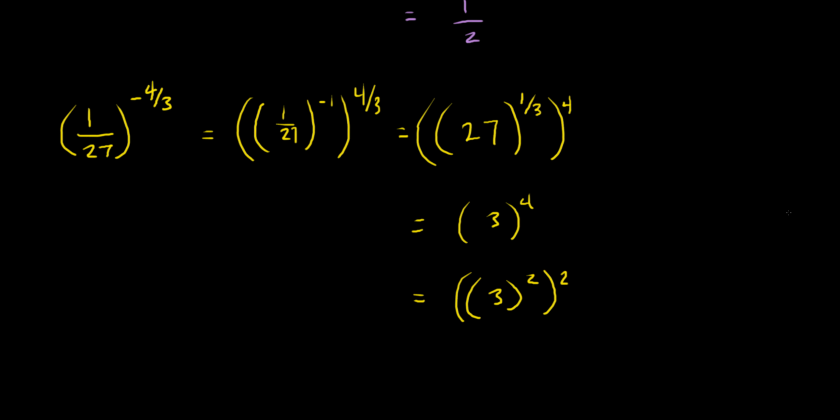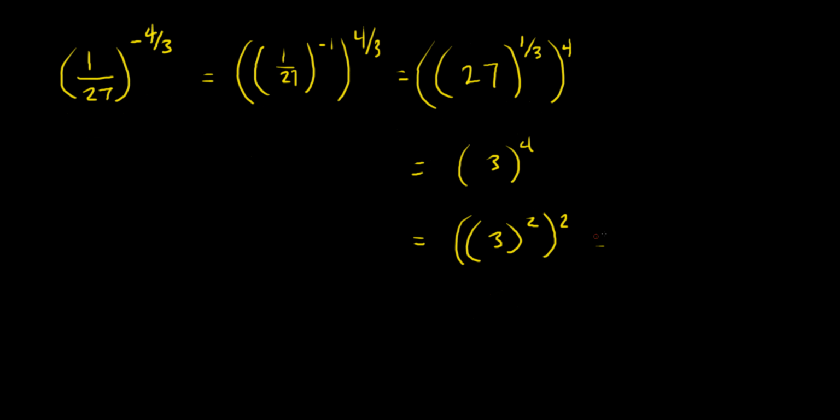I think that's easier to deal with. Or you can write, like I just said, that's the same thing as saying 3 to the 2 plus 2, which is 3 squared times 3 squared. I think that's the easiest way. So you can look at it this way.